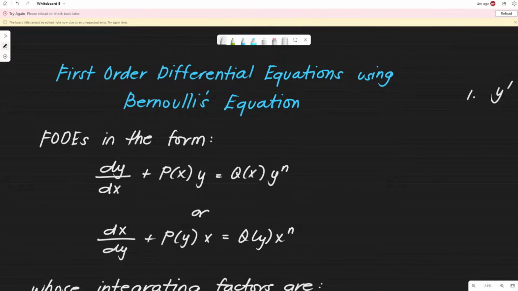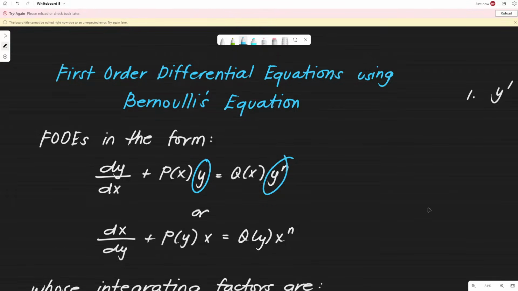But take note, not all differential equations are solvable by Bernoulli's equation. As long as you can form it in this form: dy over dx plus p of x y is equal to q of x y raised to n. These are the two functions of y. Take note of these two, because if it doesn't have this form, you cannot solve it using Bernoulli's equation.